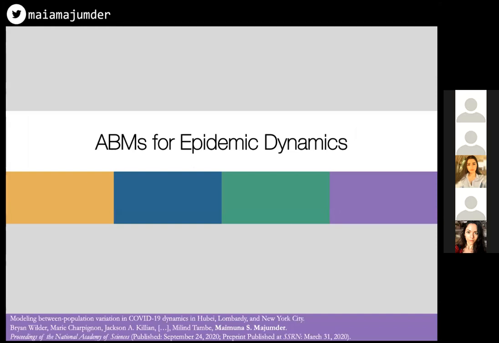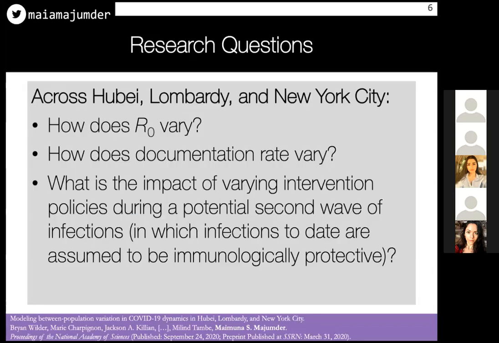The paper I'll be presenting in this research area is cited at the bottom of the slide for those who are interested in reading it. In this paper, there were 3 big picture research questions that we aimed to answer through our agent-based modeling approach across 3 different populations of interest: Hubei, China, where the pandemic began; Lombardy, Italy, one of the hardest hit locations worldwide in the earliest days of the pandemic; and New York City, one of the hardest hit locations in the US back in 2020.